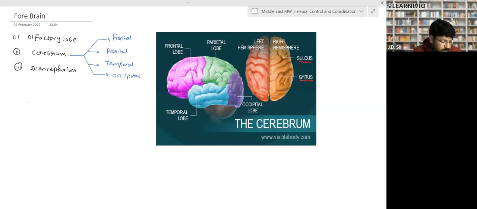Next, second subheading, cerebrum. Cerebrum is the largest and most complex part of the brain. It consists of left and right hemispheres.